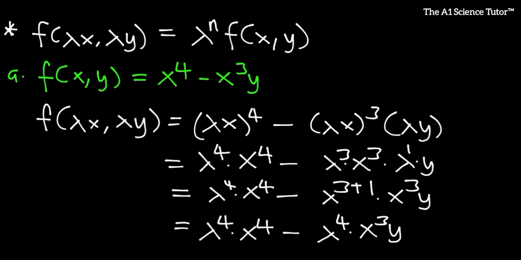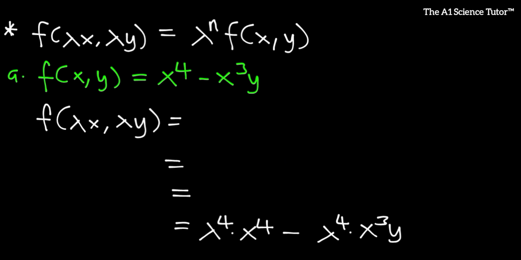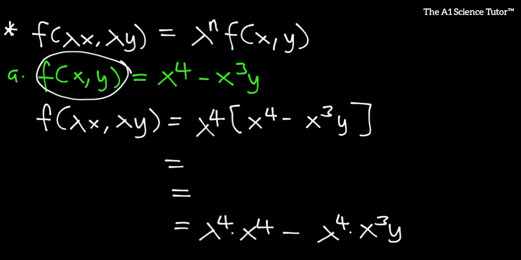So what do you think can be done from here? Now, obviously from here, we have lambda to the fourth for the first term and also lambda to the fourth for the second term. So we can actually factorize. Let me quickly wipe this out. So this is what we're going to have. I can factor lambda to the fourth out, and that will give me x to the fourth minus x to the third y. Now bear in mind that x to the fourth minus x to the third y is actually the function f of x comma y. And that is exactly what we were trying to say.